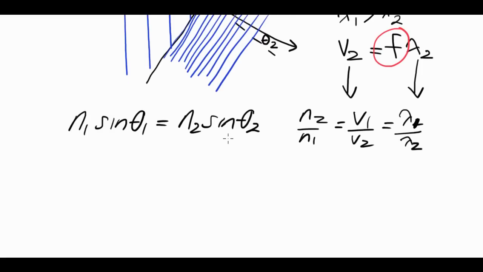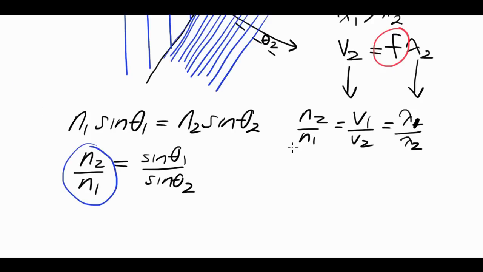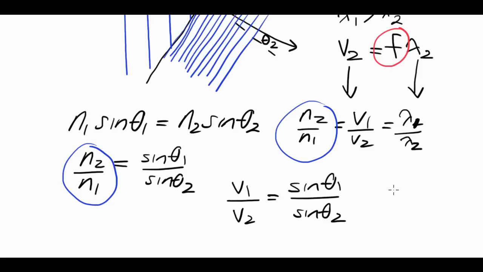And what we can do is combine these two formulas together to work out what we need. So doing a bit of rearranging, N2 over N1, if we divide by N1 on both sides, would be equal to sine theta 1 over sine theta 2. Now looking at this, N2 over N1 is equal to V1 over V2 or lambda 1 over lambda 2. Therefore the formula can become V1 over V2 equals sine theta 1 over sine theta 2, or the formula could become lambda 1 over lambda 2 is equal to sine theta 1 over sine theta 2.